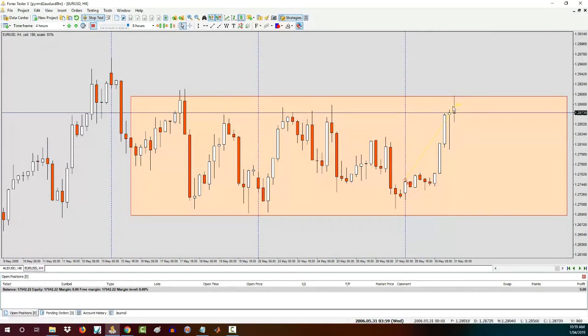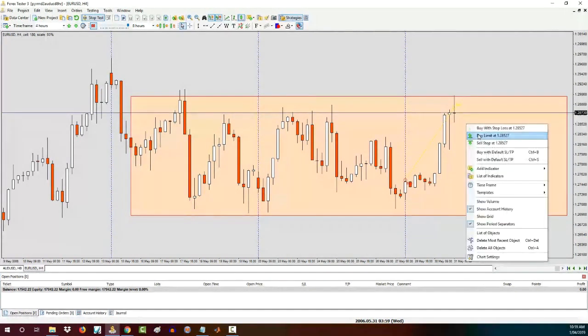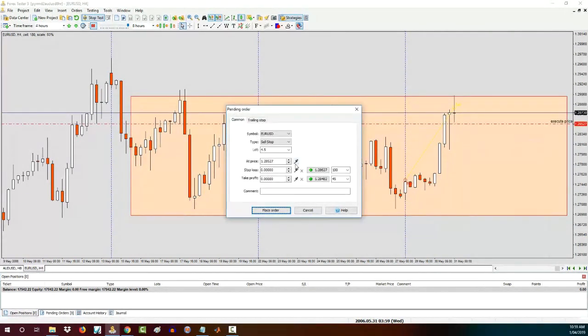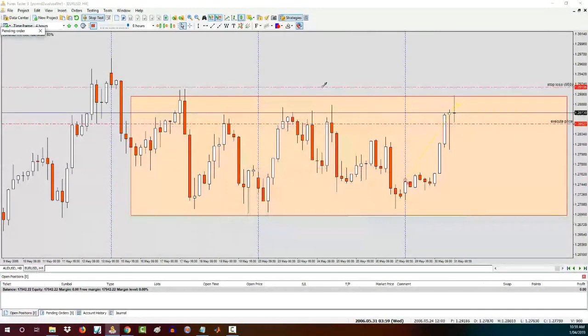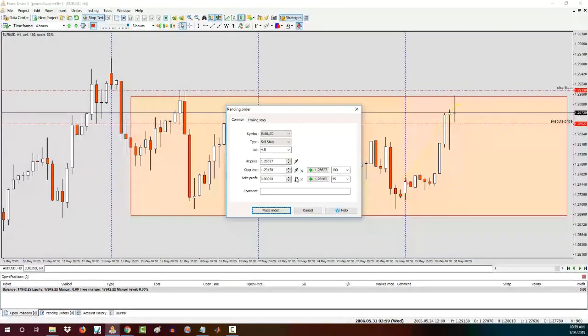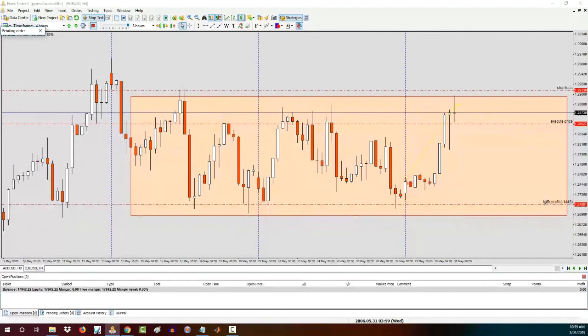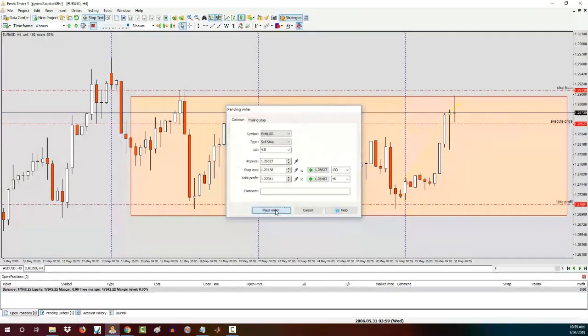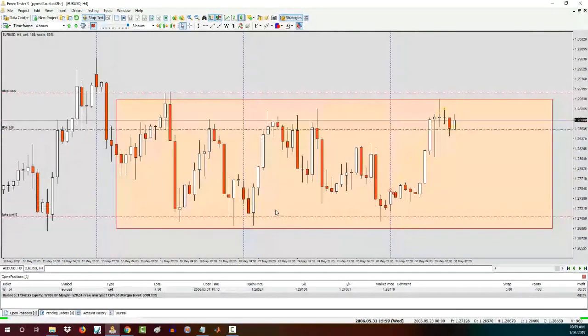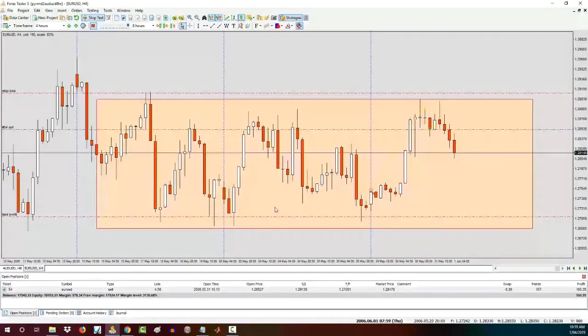So let's go ahead and I'm going to put a sell stop below this candle. I'll put my stop loss up above the candle, and I'll put my take profit down here. And let's see what happens here. Okay, we're in. Still in. Still in. Oh no.